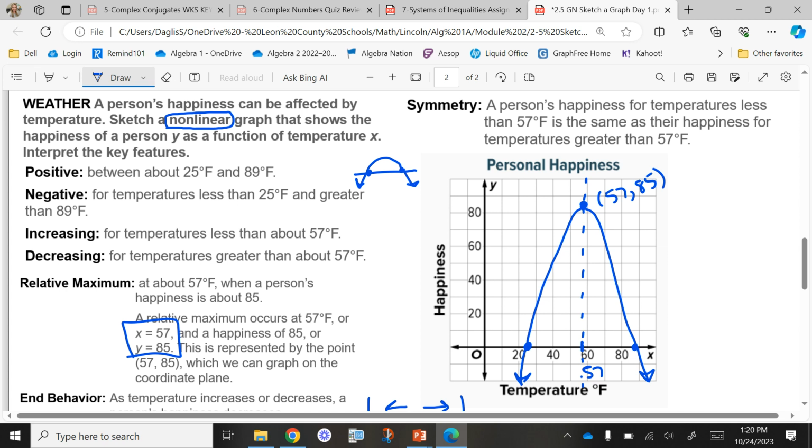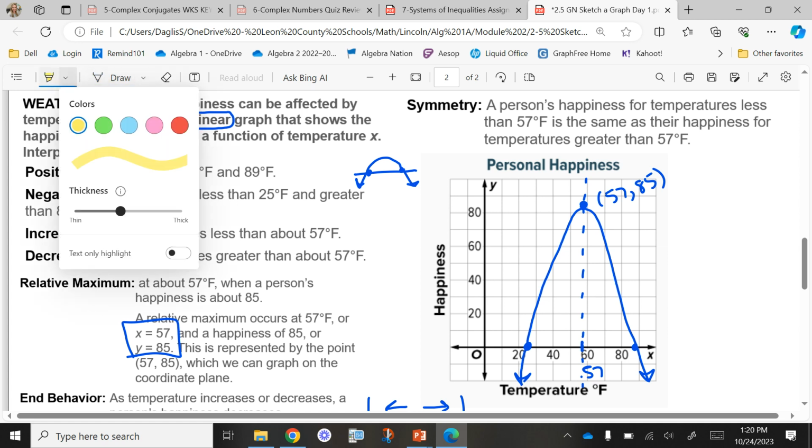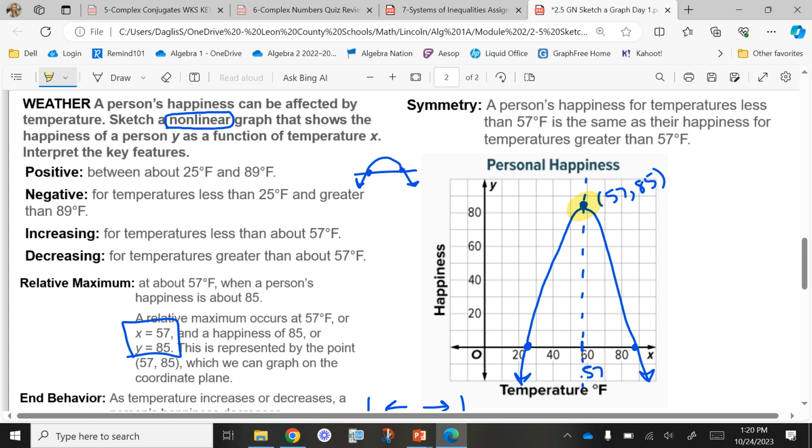Next question: when are people the most happy according to this graph? At what temperature are they the most happy? Hey, y'all are guessing. 57. We're looking at our maximum. There we go. The temperature is 57. 85 was their happy score. But look, temperature is the x value. So they are the most happy at 57 degrees. I think that's too cold also.